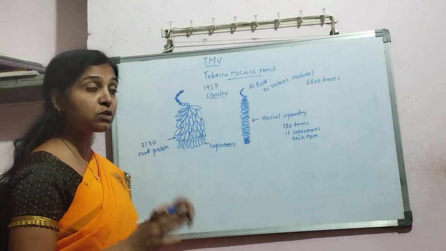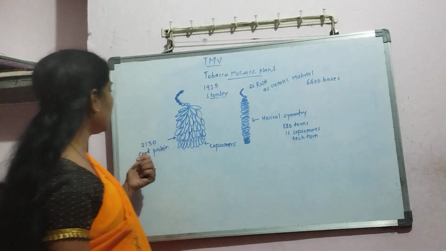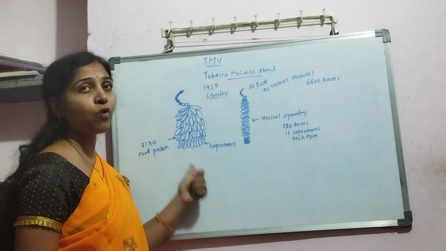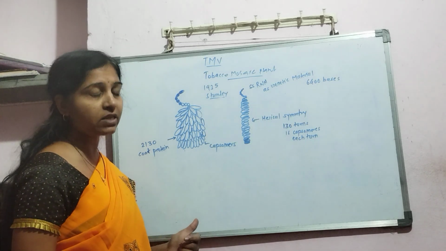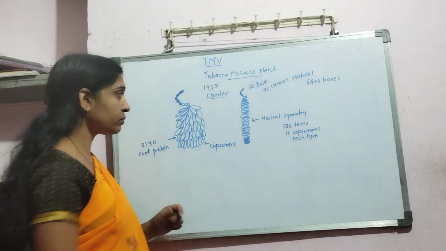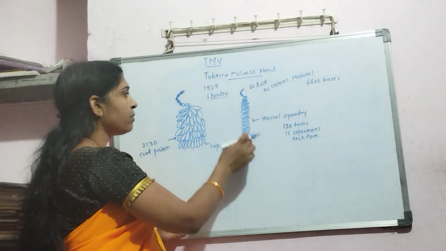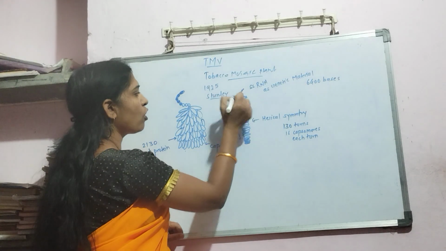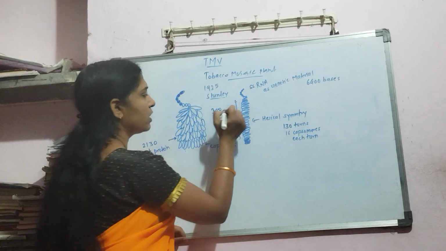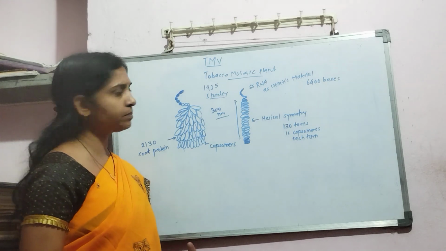The capsomeres responsible for forming the capsid structure are about 2130 coat proteins. These are responsible for forming the helical capsid of these viruses, and they encapsulate the single stranded RNA within them. It is a rod shaped structure, and the length of this rod shaped capsid or virus is about 300 nanometer, or in other words 3000 Angstrom, one and the same.